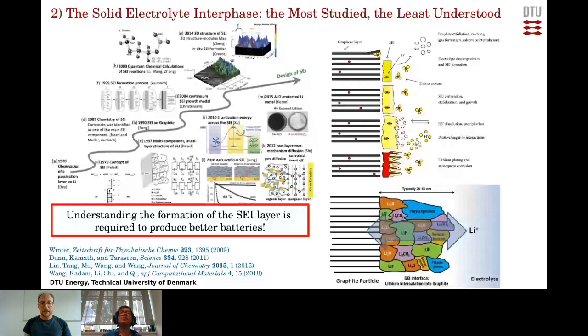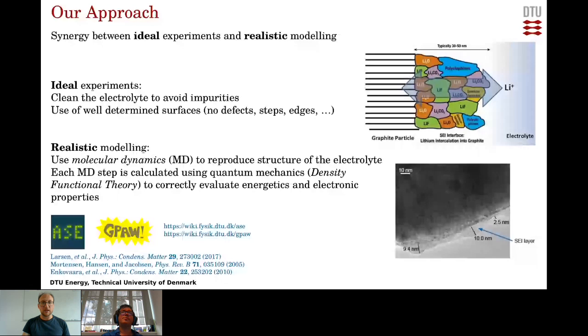And the goal is that if we can understand the formation of the SEI, we are also able to produce better batteries: something that is safer, something that has better charge and discharge time, something that has longer lifetime. So our approach is to combine ideal experiments with realistic modeling. Let me explain what we mean by ideal experiments and realistic modeling. We try to make the experiments as clean as possible, so we would like to avoid impurities. We would like to take well-determined surfaces, so something that has no defects, no steps, no edges.